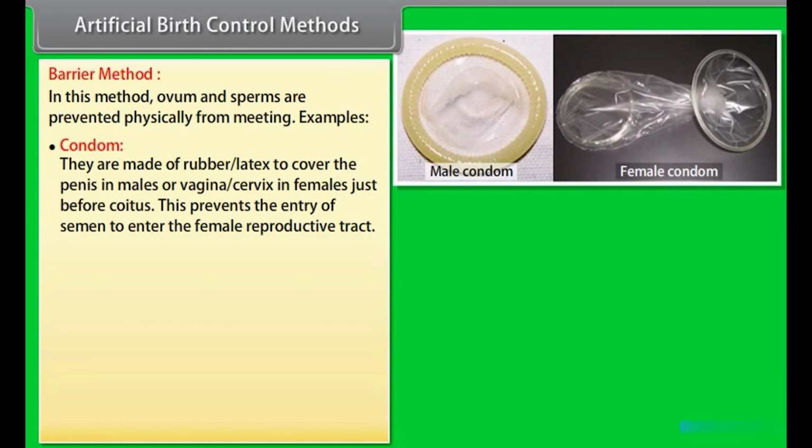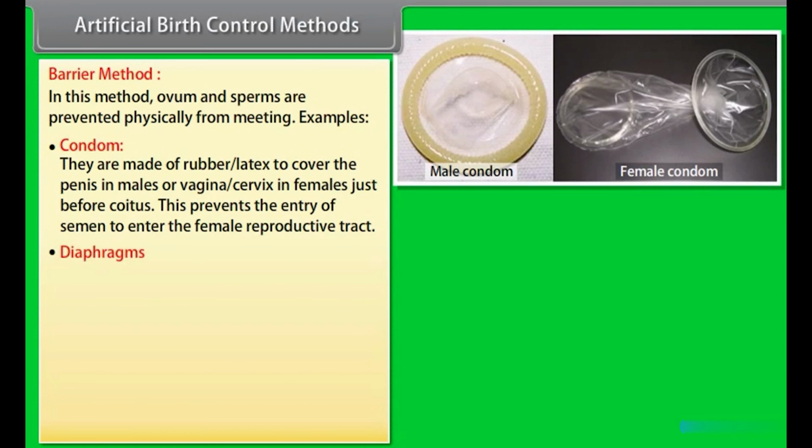Barrier method. In this method, ovum and sperms are prevented physically from meeting. Examples: condom. They are made of rubber or latex to cover the penis in males or vagina or cervix in females just before coitus. This prevents the entry of semen into the female reproductive tract.